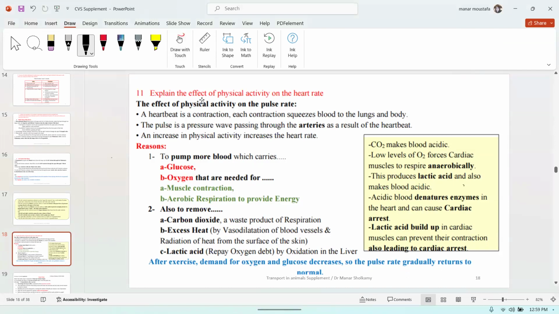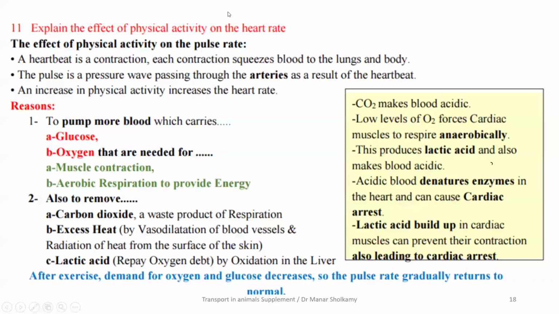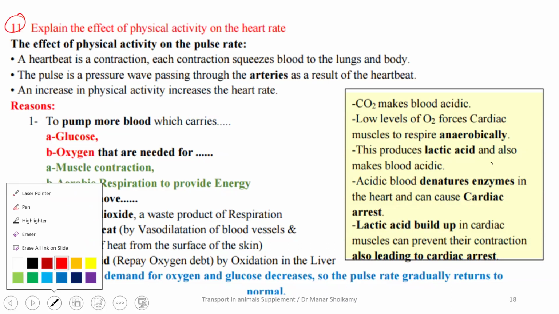Yes. Okay. What we will do today is finish the lesson on the cardiovascular system, or transport in mammals, because tomorrow we will start a new lesson. We already started this lesson and we stopped exactly at objective 11, which is explain the effect of physical activity on the heart rate. Now I'm going to summarize that because this objective is very important.